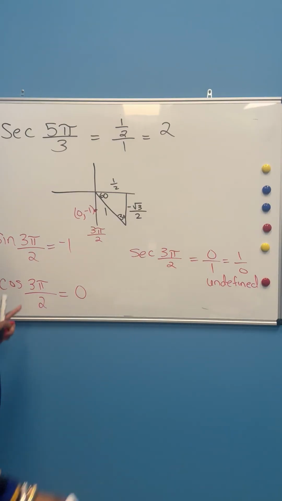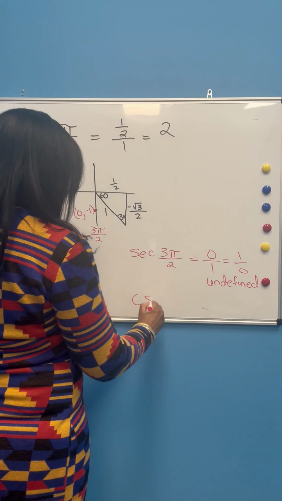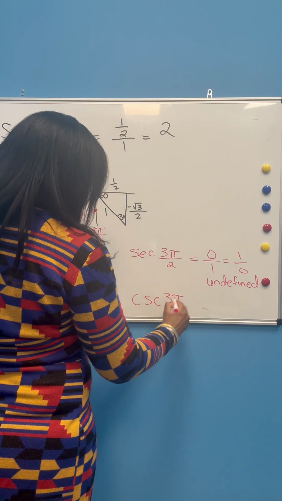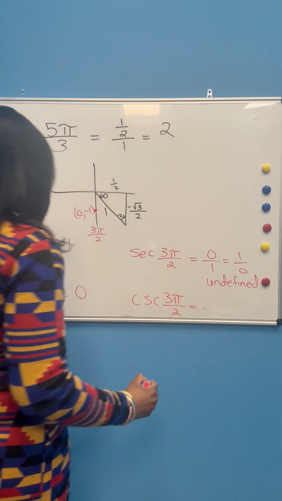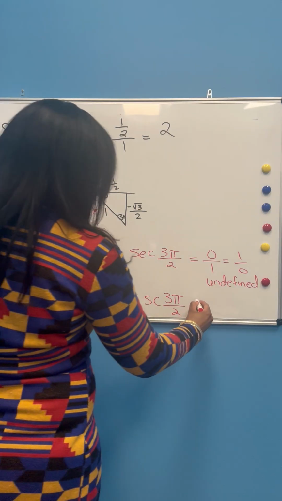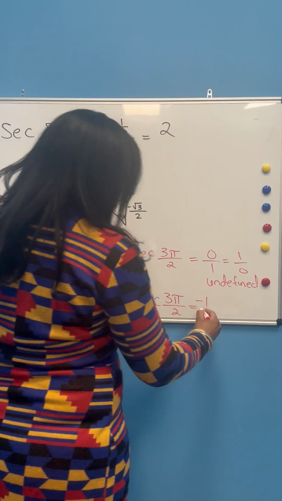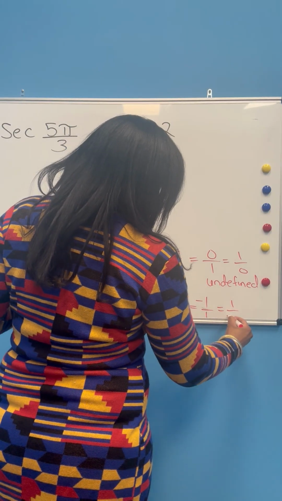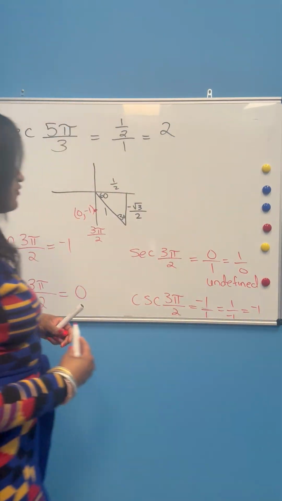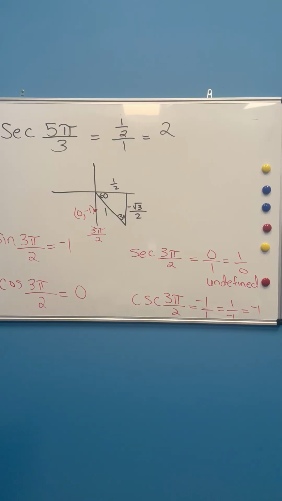Now, just to try this one out, if they ask us to find the cosecant of 3 pi over 2. So that one, since the sine of 3 pi over 2 is negative 1, if we want to flip that, that's just 1 over negative 1. So it's still negative 1. So our cosecant of 3 pi over 2 is still negative 1.